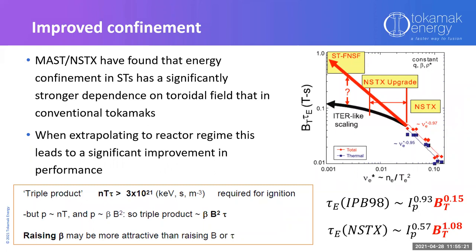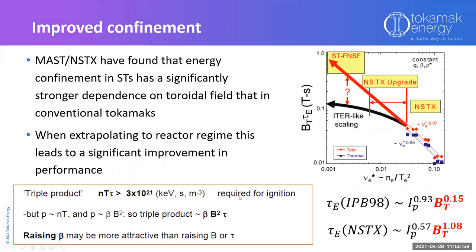And this is to remind you that also the confinement in a spherical tokamak is expected to be better than in a conventional tokamak. Again, this is based on the limited results that are available at the moment. But one of the points of ST40 is exploring this scaling with magnetic field that is predicted using the data from NSTX and MAST.